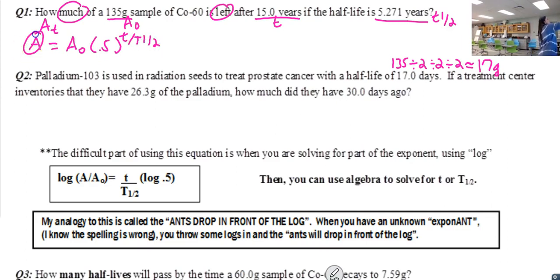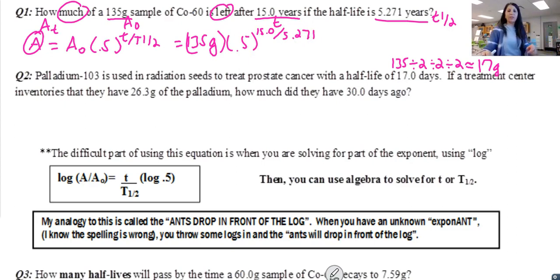Because I'm looking for A at t, I'm going to leave that on that side. I just multiplied A0 to the other side. So my A0 is 135 grams, and then I'm going to multiply that by 0.5 raised to the t, which is 15 years, divided by my t1/2, which is 5.271.